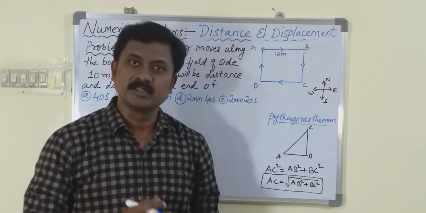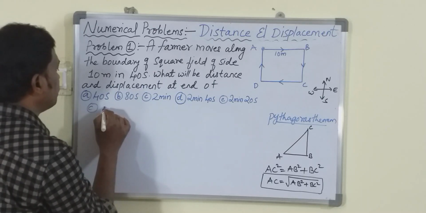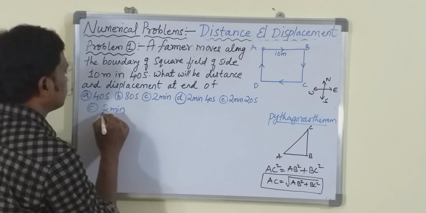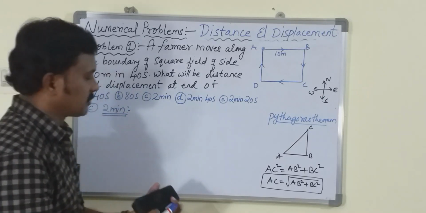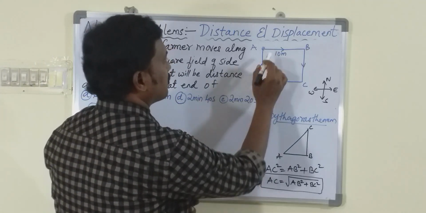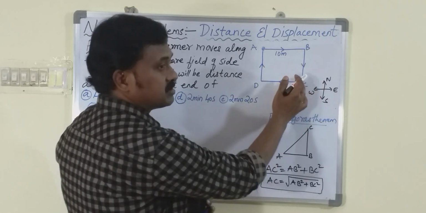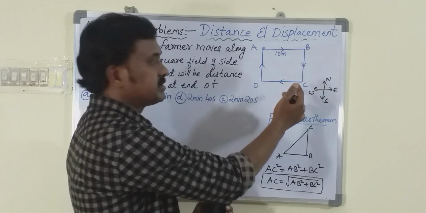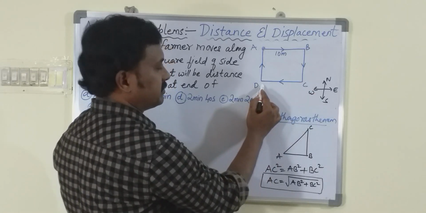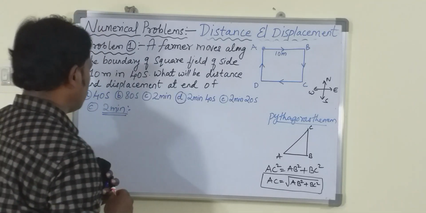Okay, now let us see the third one. 2 minutes. Now, as the farmer moves from A to B, it takes 40, and next 40, 80, and that is 1 minute 20 seconds. And as it again comes to D, it takes 2 minutes, right? So, let me draw the diagram.